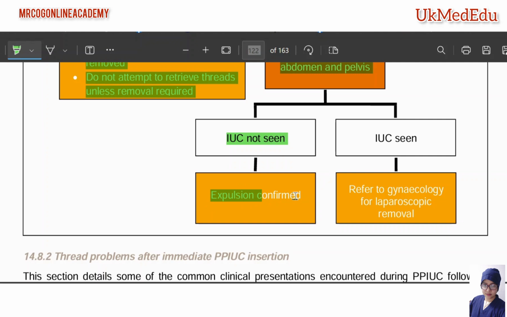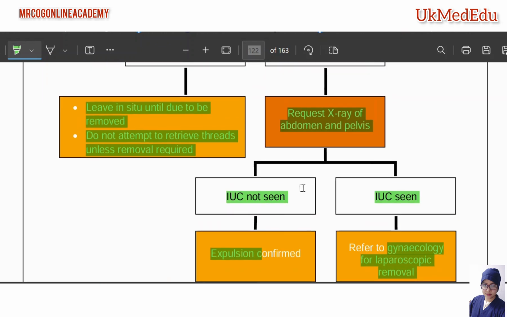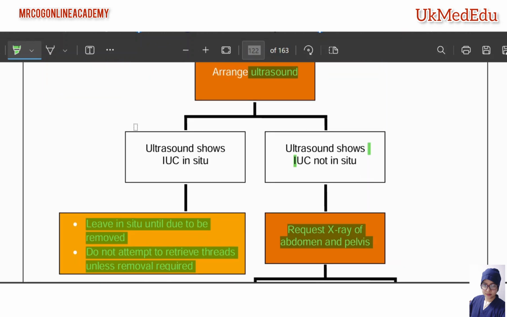This means the patient is no longer protected by the intrauterine contraceptive, and we need to discuss alternative contraception options with her. If the X-ray shows the intrauterine contraceptive inside the abdomen, this means the device has perforated the uterus and moved out of place. This is a serious situation that requires referral to gynecology for laparoscopic removal. So we must identify the cause and manage it appropriately. That's why this stepwise chart is very important for patient management in clinical scenarios.